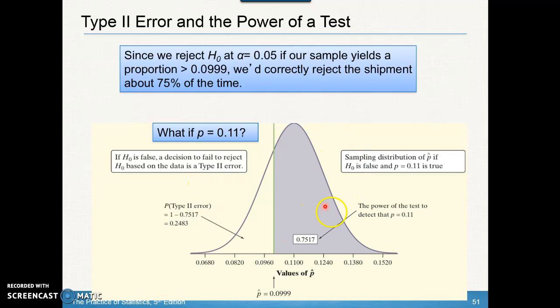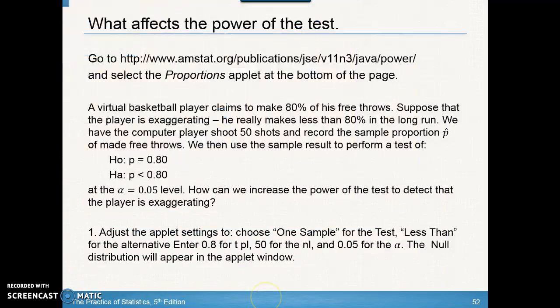So this right here is the power of the test to detect that P is actually 0.11 when it actually is. So that's like saying 75% of the time I'm actually going to reject the null, or reject the fact that my potatoes have an 8% blemish rate, when in fact they actually do have a blemish rate greater than 8%. Okay, and like I said, you will never have to come up with this, just understand what it actually means. All right, and right here, this P is 0.099. That's not the probability, that's the sample proportion. Okay, just to clarify that.